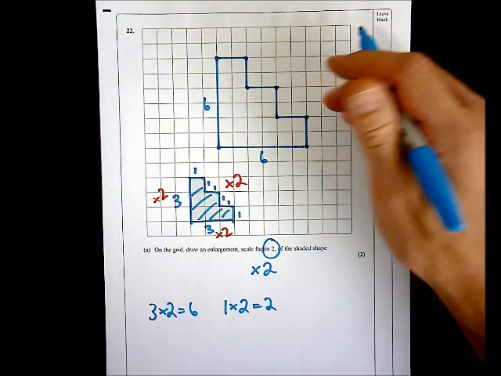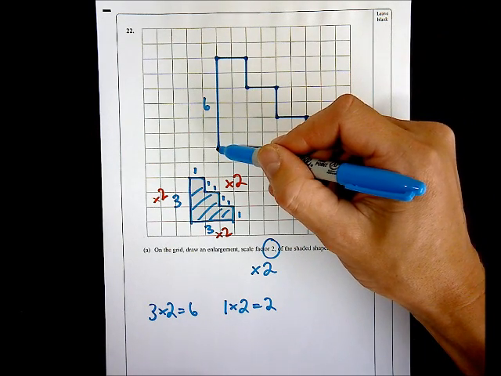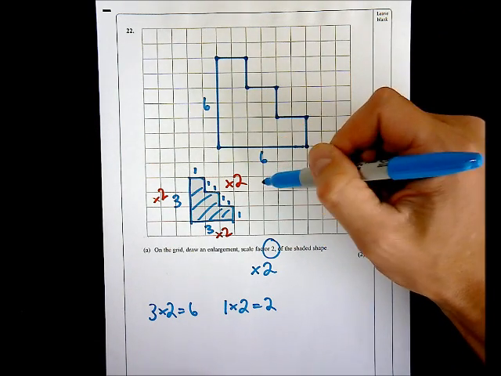Now notice I could have started this shape anywhere as long as it fits on the grid, so it didn't have to start at this bottom left hand corner. I could have started it somewhere down here. As long as it fits on the grid, it can go anywhere you like.